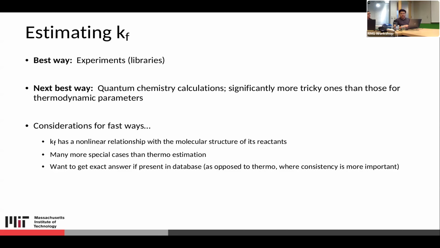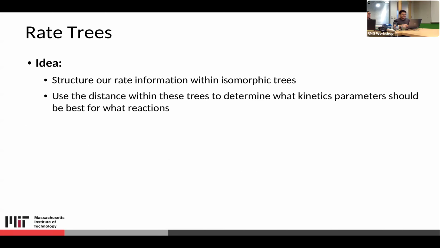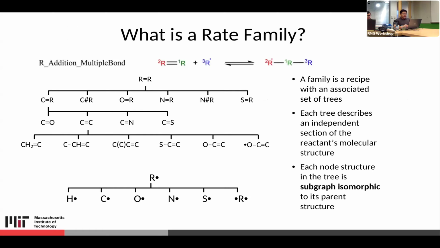Okay, so given all of that, how we do things is with rate trees, where we structure our rate information inside these isomorphic trees and use distance between nodes within the trees to determine what kinetic parameters should be best for what reactions are provided. So here's an example. A rate family is a recipe associated with a certain set of trees. You can see here is the rate family R addition multiple bond. There are two trees here.